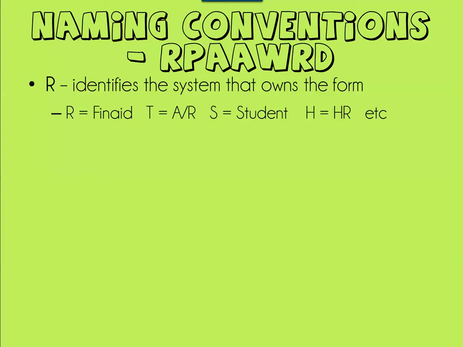Well, the first letter is the letter that identifies the system that owns the form. So all R, that stands for resources. So for whatever reason they gave us the letter R, those are financial aid forms. T is accounts receivable, S is student, H is human resources, F is finance, etc.